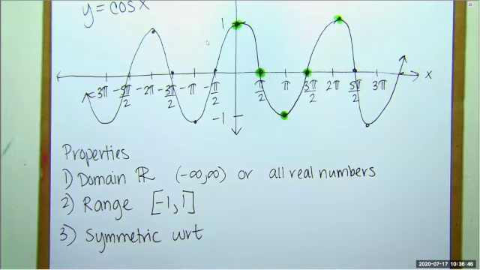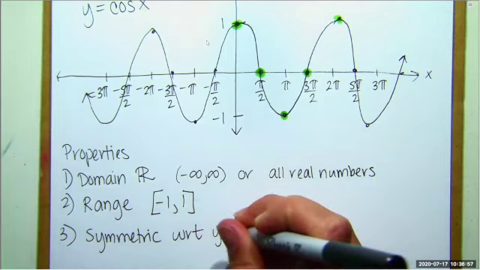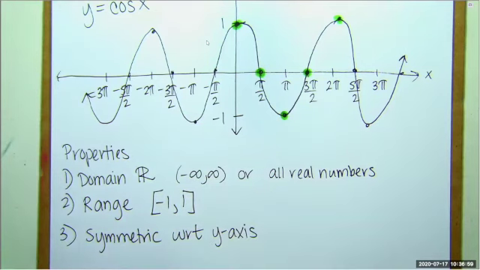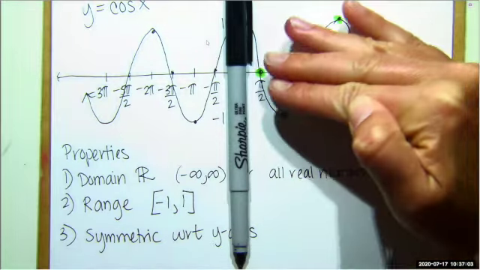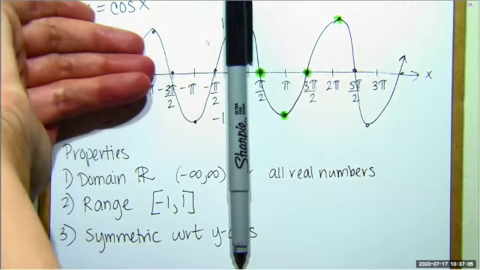This graph is symmetric with respect to, what do you guys think? The x-axis, the y-axis, or the origin? Which one? The y-axis, good. It's symmetric with respect to the y-axis. So you can picture here that this y-axis is acting as a mirror, and this side of the graph is a mirror image of this side of the graph.